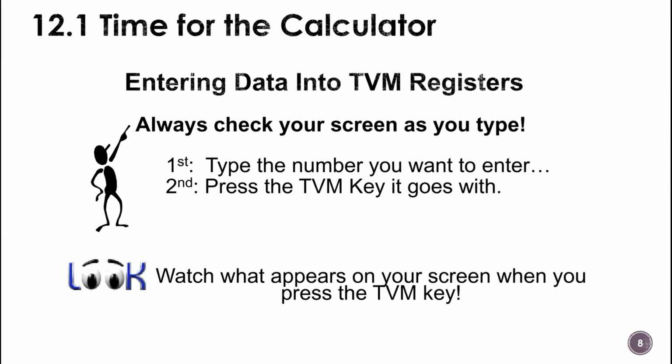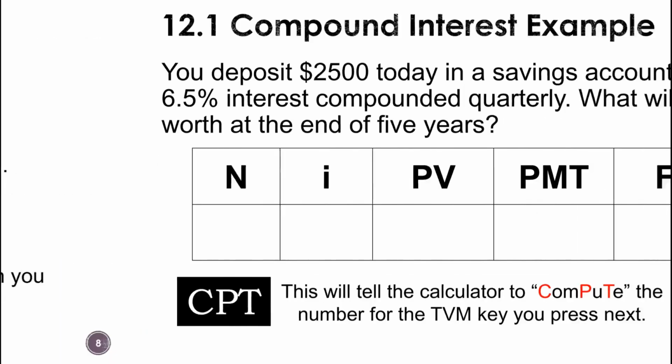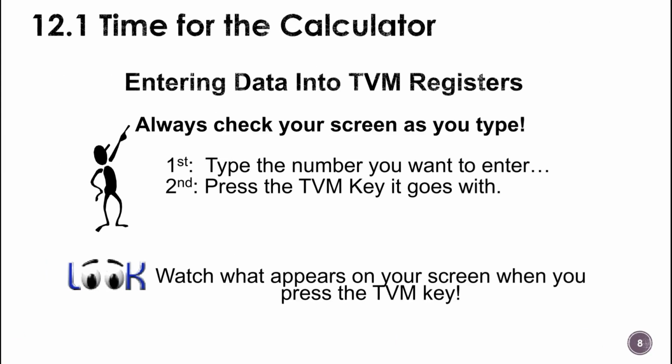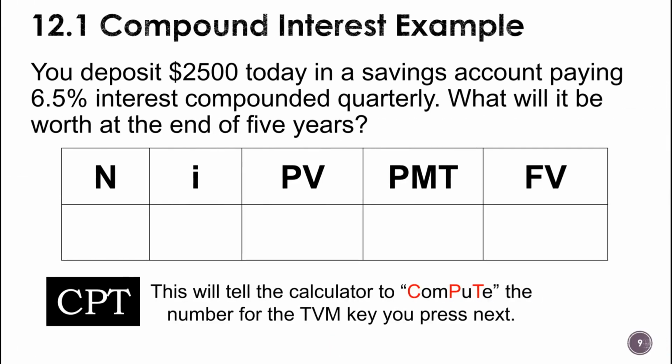All right. So when you're entering your data, you have to be careful. Always check your screen as you type, and then whatever's on your screen will go in for that TVM key. So if you accidentally press a key and you had something on your screen you didn't really want in there, it's going to get messed up. So watch what appears on your screen when you press your TVM key. All right, just be careful there. And we'll talk about that as we enter these numbers now.